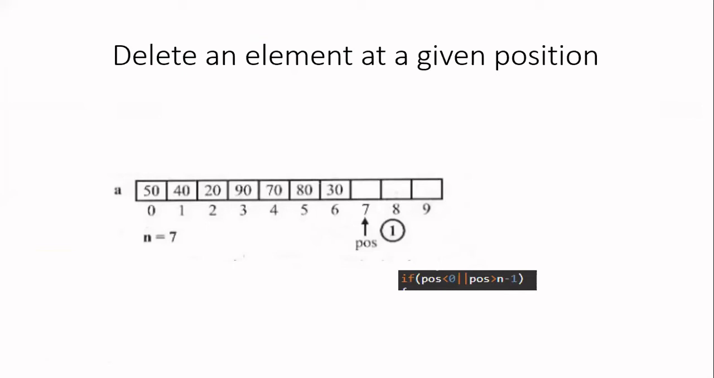Can you tell me what things you have to pass to the function if you want to delete an element? You can see the diagram and come to your conclusion. Position, yeah, the position to be deleted, and then the number of elements in the array, n, you have to specify. Then the array itself.